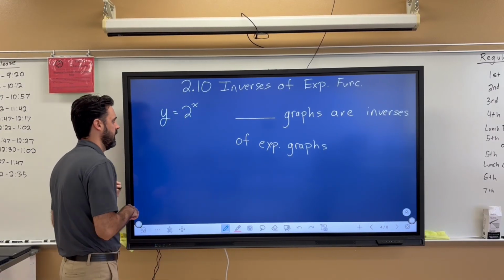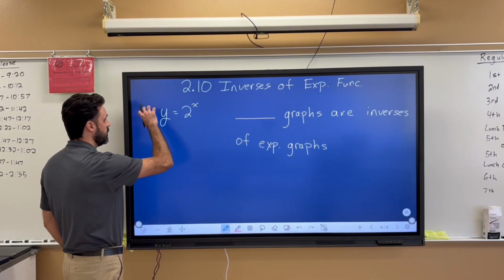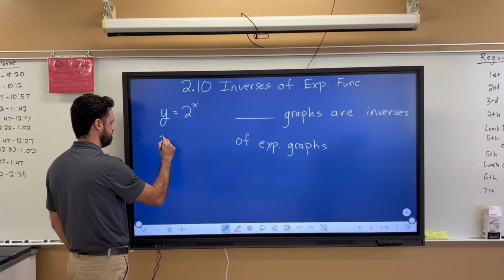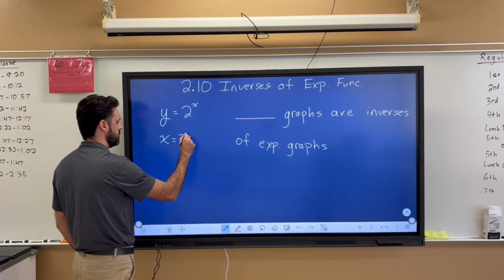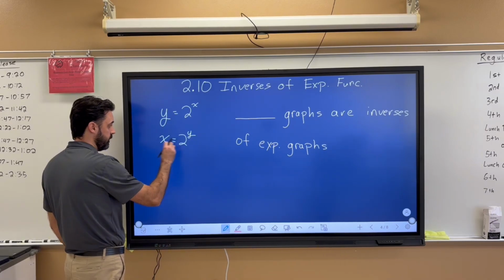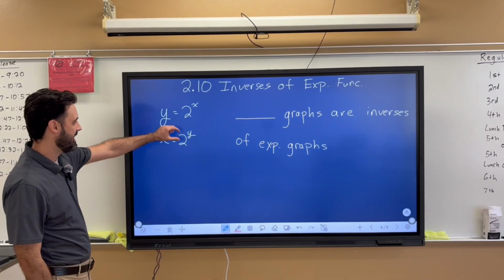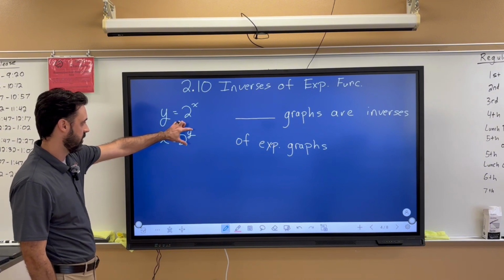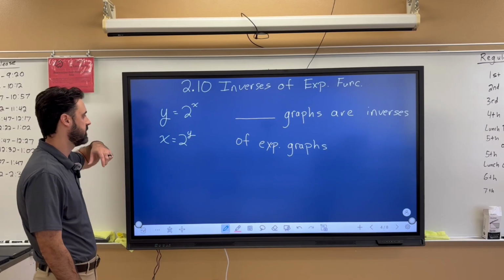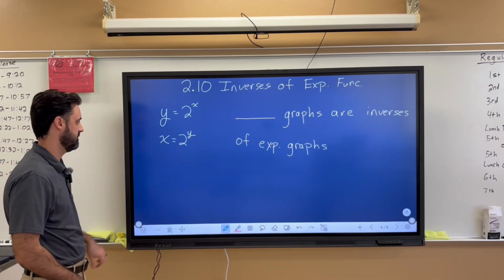And so we learned, I believe it was section 2.8, that to find the inverse of an equation, we just start by swapping the x and the y. So y becomes x, and x becomes y. Then we solve for y. The issue now is that we have y in the exponent, and so to solve this equation, to find the inverse of that original exponential function, we're going to have to introduce a log somewhere in this equation.